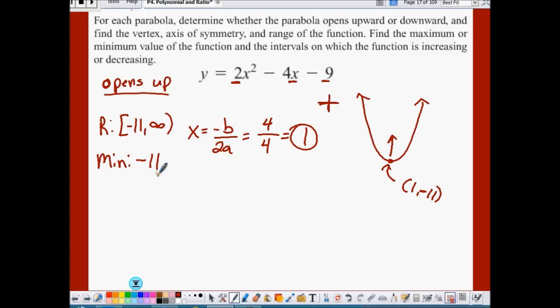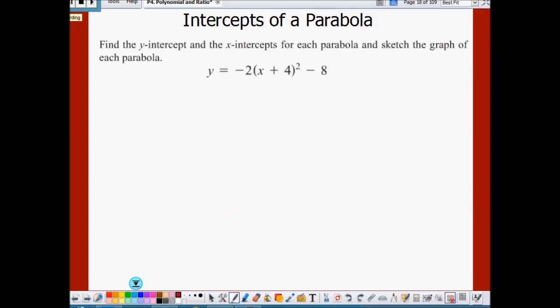The intervals over which it's increasing or decreasing. This one decreases first. From left to right, we're going to decrease, and then we're going to hit our vertex, and we're going to start increasing. Where is it decreasing? Careful, x values. -infinity to 1, and then it starts increasing from 1 to +infinity.